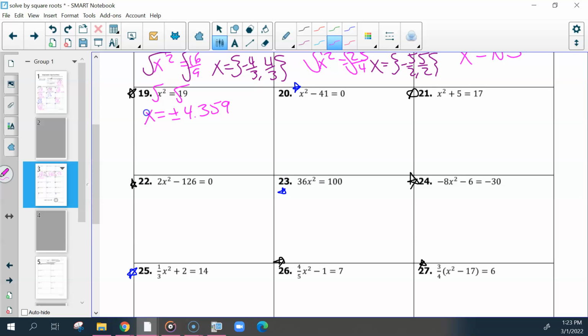So our solution set would be x equals negative 4.359 and positive 4.359. There is a way to simplify square roots that are not perfect squares. This one actually couldn't be simplified, but we're not doing that. So once you get it isolated, take the square root of it. It could be a fraction, decimal, or whole number. It just depends on what's given.